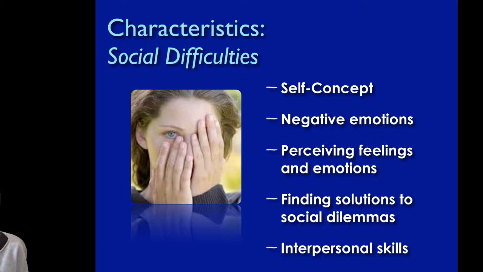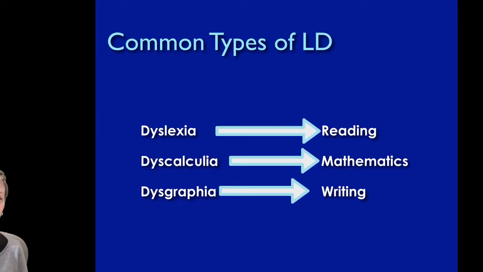They can experience sadness, negative emotions. They can have difficulty perceiving other people's feelings and emotions. They can have difficulty finding solutions to social problems, social conflicts. And it can also be manifested in difficulty with interpersonal skills, getting along with others, learning how to navigate social interactions.